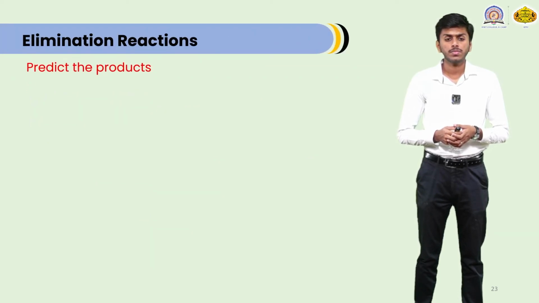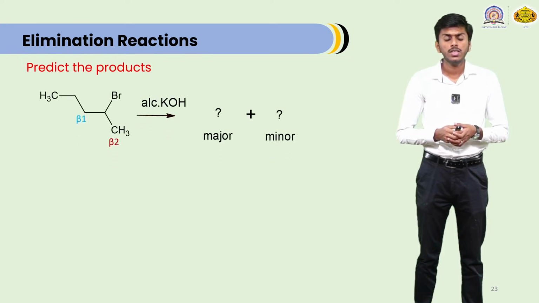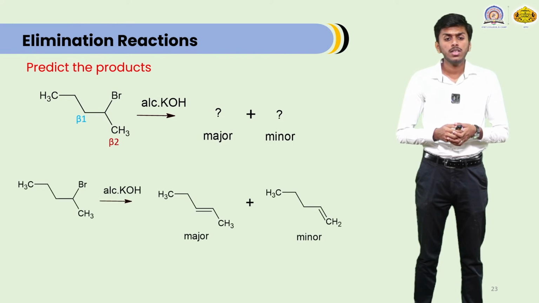Elimination reaction. Now predict the product of the following reaction. This is the substrate which is treated with alcoholic KOH. Students have to write the major and minor product. The answer to the above reaction is this. The major product and minor product are written in the image given below. This is an elimination reaction, and the most substituted alkene is formed as the major product, while the less substituted is formed as the minor product.